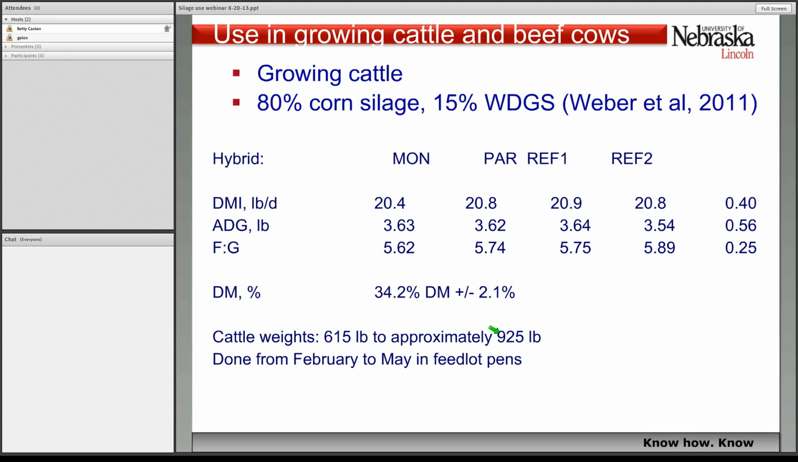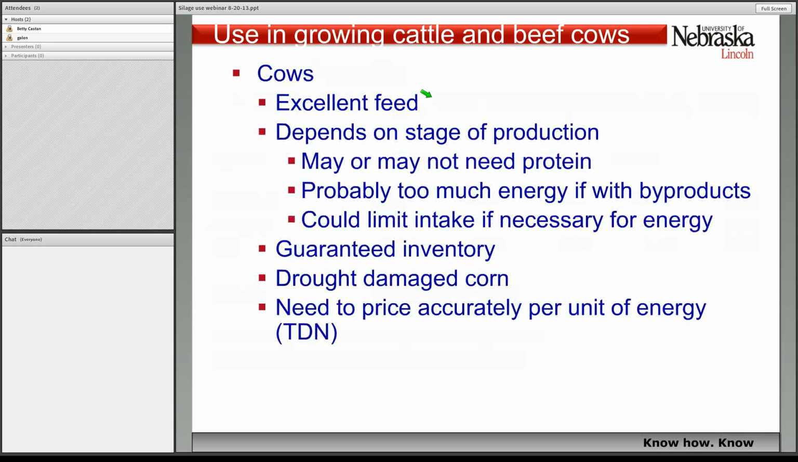And these gains were 3.5 to 3.6 and didn't vary across hybrids. And conversions were very good, again, in the mid to upper fives for conversion. So I guess our point is that you can grow cattle well on a silage-based diet, and we believe that if anything, putting some byproducts with it, in this case these diets had 15% wet distillers grains, makes that growing program even better. So what about for cows?